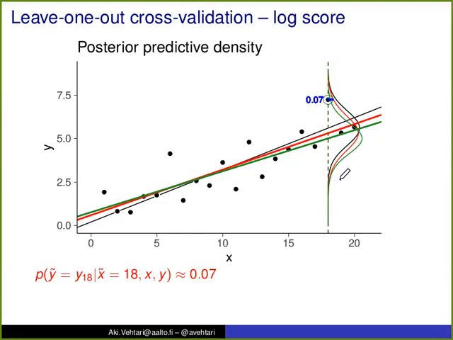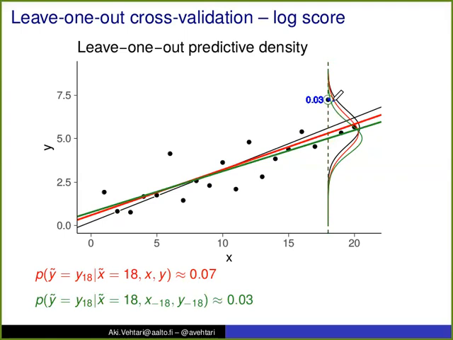Then we want to estimate how good these predictive distributions are, and we use the log score. So we have the whole predictive distribution, but we look at how well it can predict this left-out observation. Here we first saw the posterior predictive density for that observation, and if we compare that 0.07 to the predictive density for the leave-one-out predictive distribution, it's usually smaller because this predictive distribution was shifted away. So it is more difficult to predict the left-out observation.